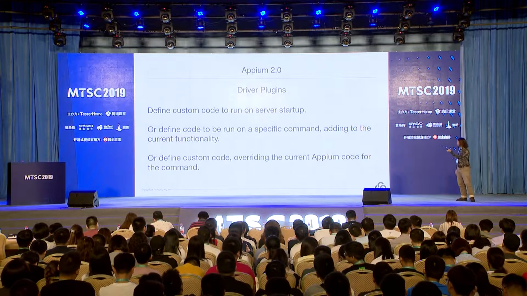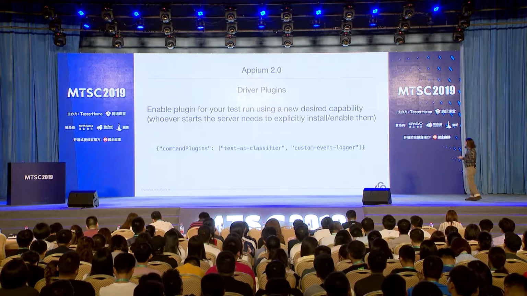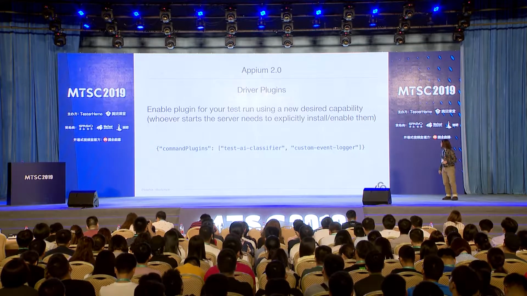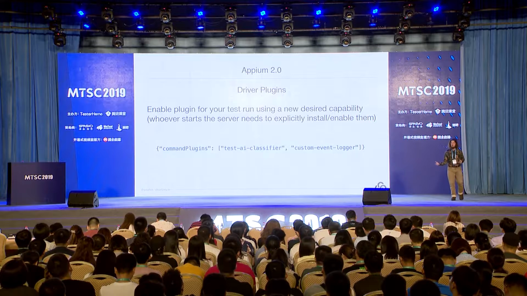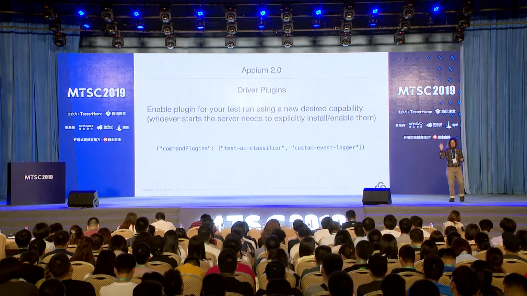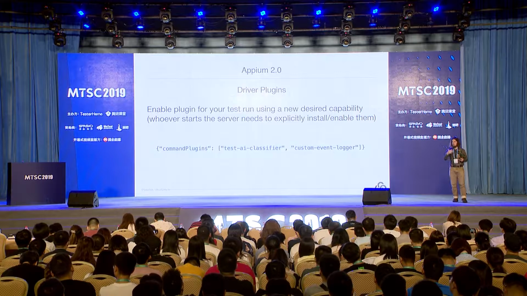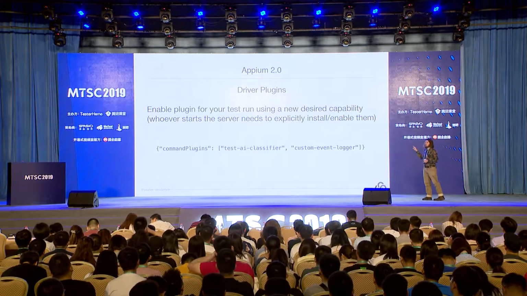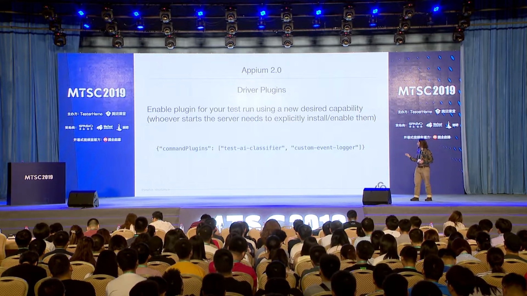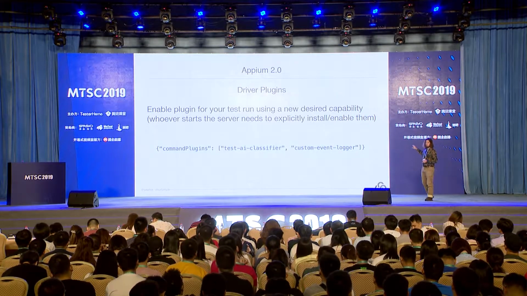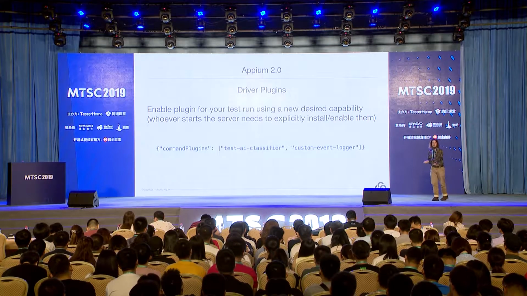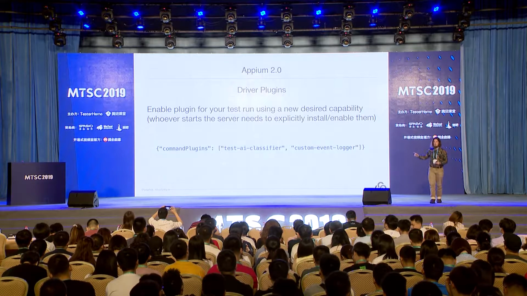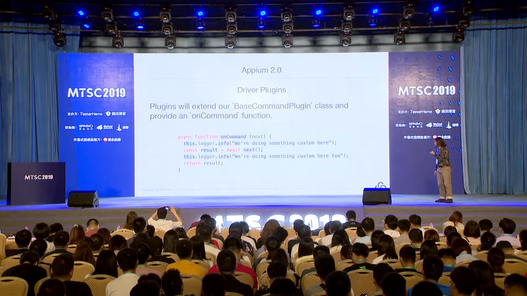So you'll be able to define custom plugins that will run on your test. The way it works is whoever starts the server will install the plugins and say, like, Appium's running with this plugin. And then when you start your test, you'll send in desired capabilities and say, I want to use these plugins. Then for your test, it will use those plugins, but other tests that don't use this desired capability will still use normal Appium.